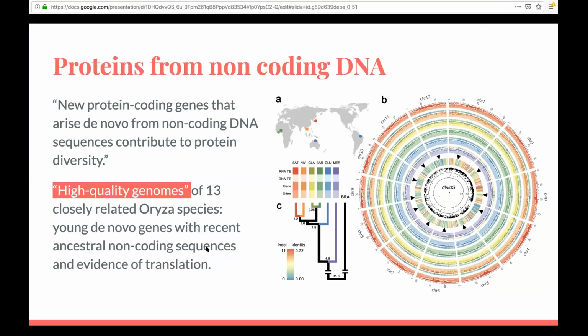So basically, what the article talks about is that there is a possibility that has existed through millions of years, not only in Oryza, but in many other species, where there can be the generation of new protein coding genes that arise almost completely out of nowhere. That's almost what the previous scientists thought, because they come from non-coding DNA sequences from their ancestors.